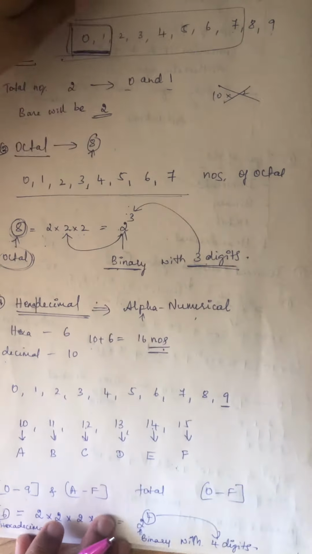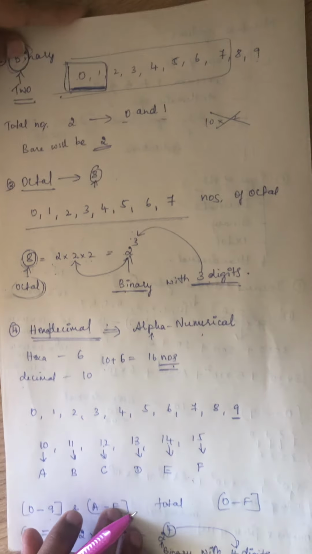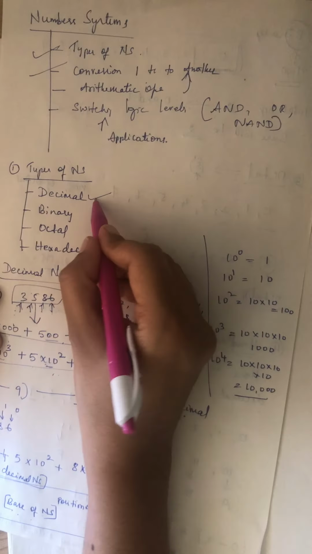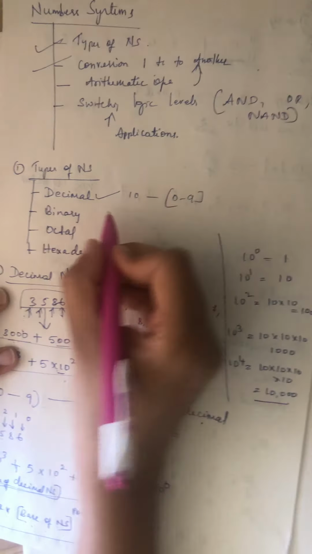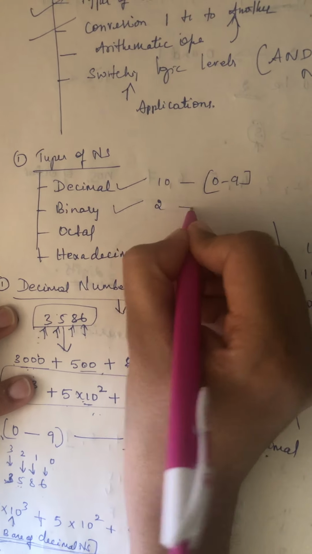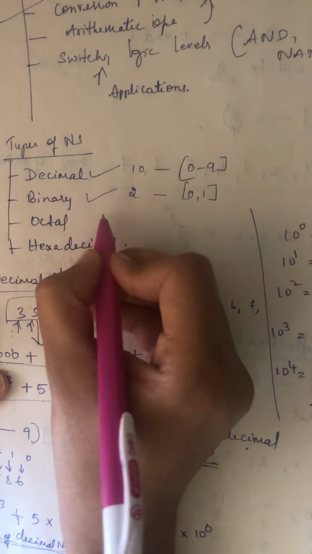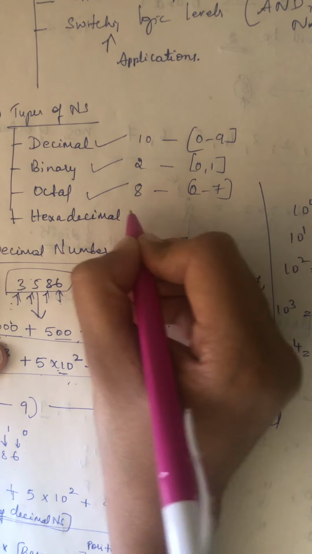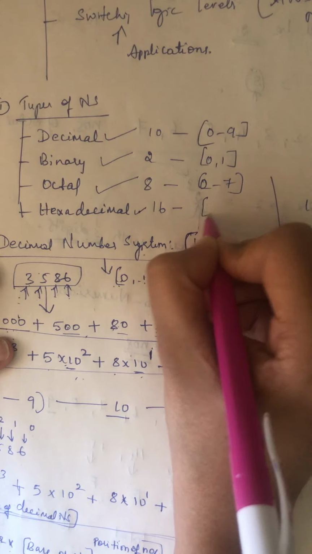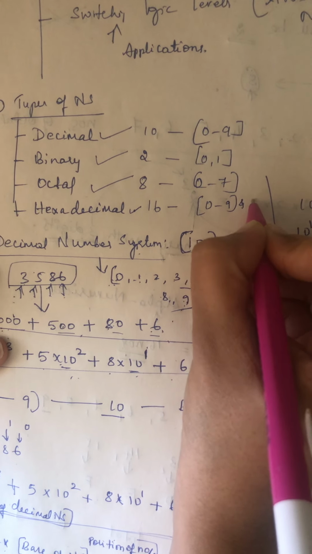To conclude, we have 4 basic number systems. One is decimal, which has 10 numbers from 0 to 9. Next is the binary number system, which has 2 numbers, 0 and 1. Octal has 8 numbers from 0 to 7. Hexadecimal has 16 numbers from 0 to 9 and A to F.